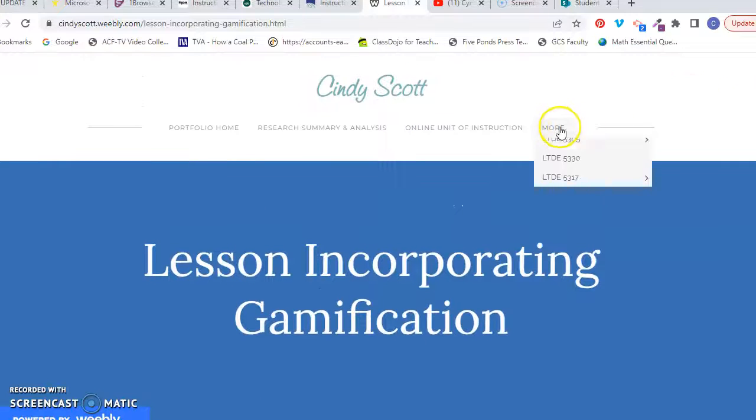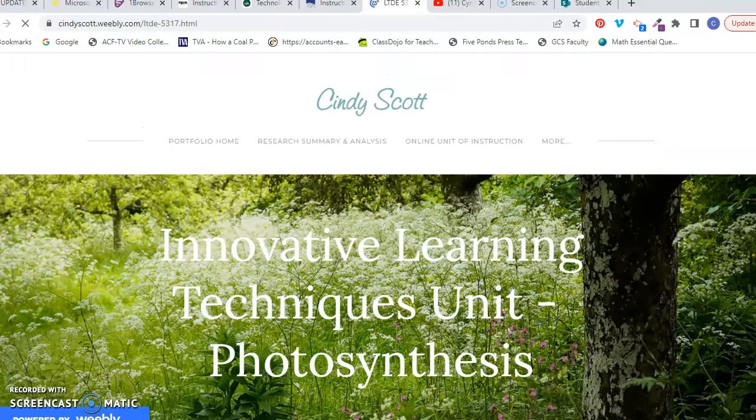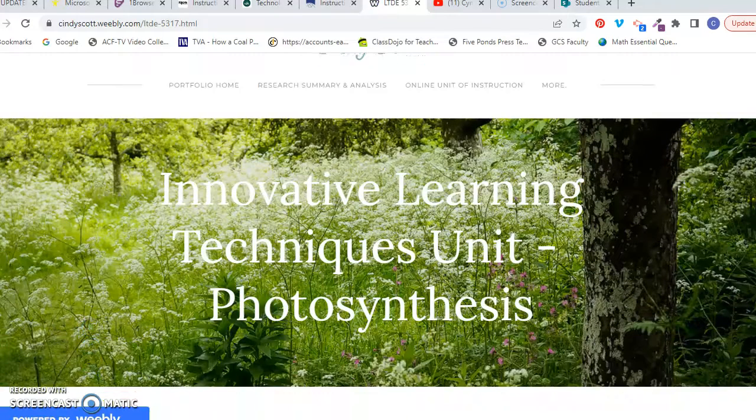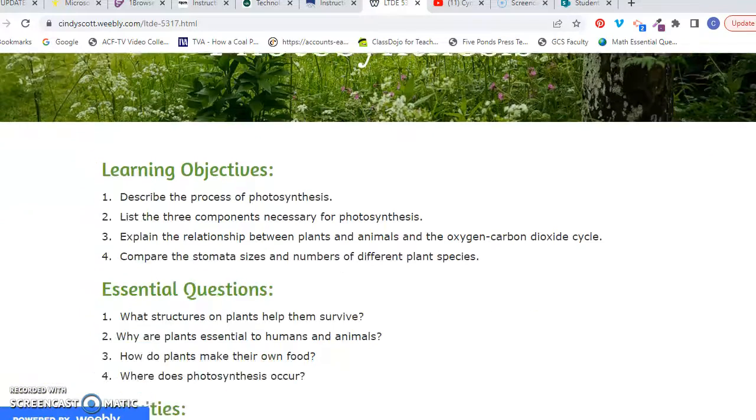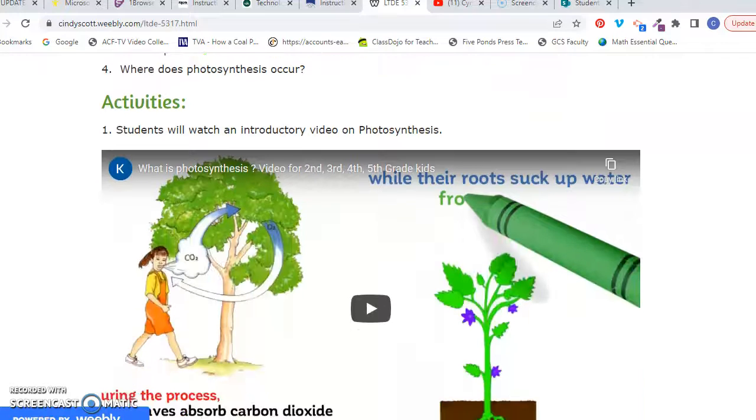And then moving on to the actual unit, here is my unit, and you can see the learning objectives that I have, and then the essential questions. And then we move on to the activities, and I'll just explain the activities to you.